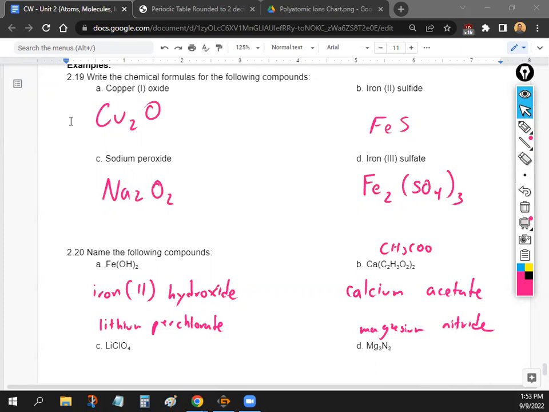If you're able to do that without the polyatomic sheet, without the naming rules, then you should be in good shape. I will not give you perchlorate on the exam. I'm not going to give you peroxide, so don't stress too much. You will have acetate, so keep that in mind.